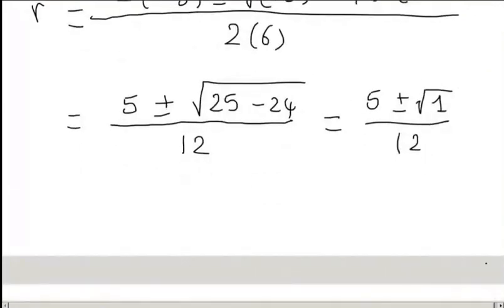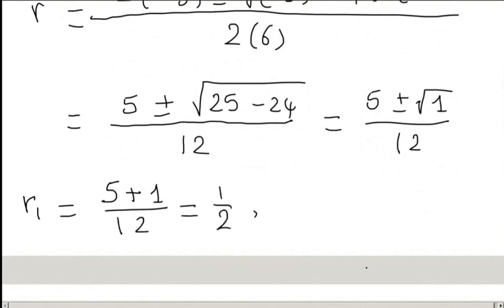So we have two cases here. Let's write R1 with the plus square root. So we have 5 plus 1 over 12, 6 over 12, a half. And R2 with the minus square root. So we have 5 minus 1 over 12, which is 4 over 12. So we get 1/3.